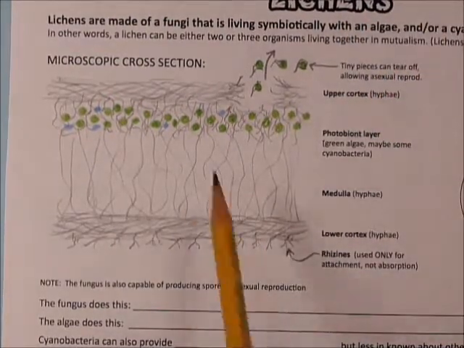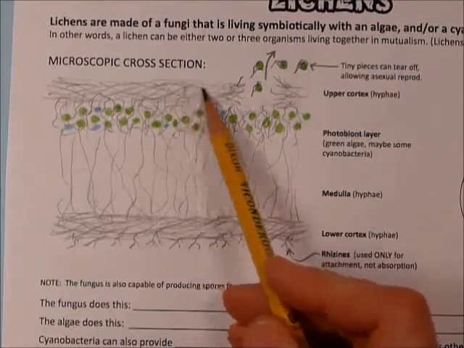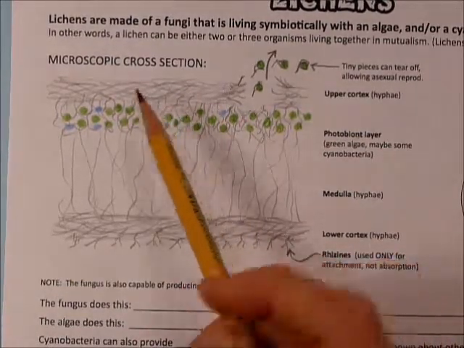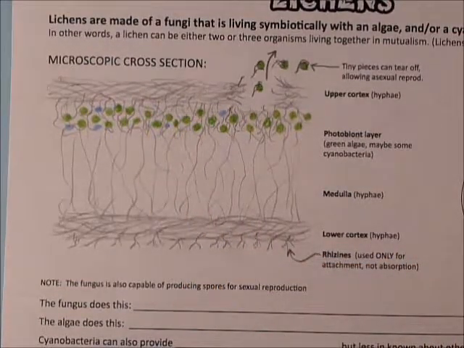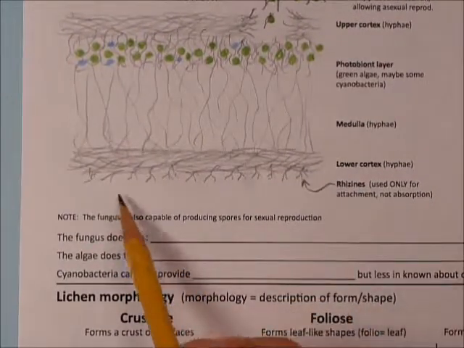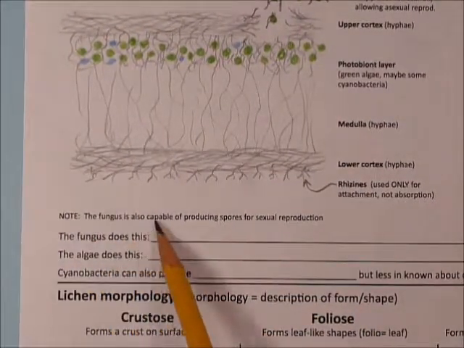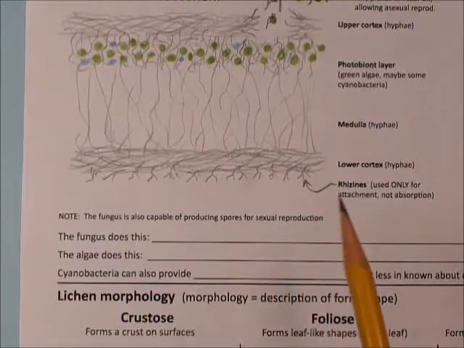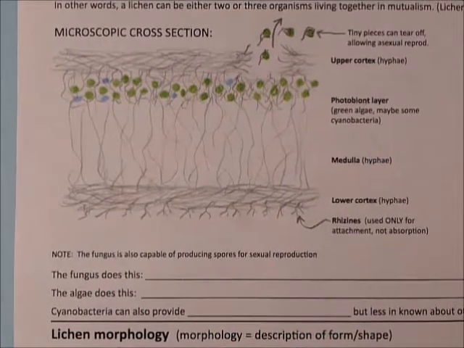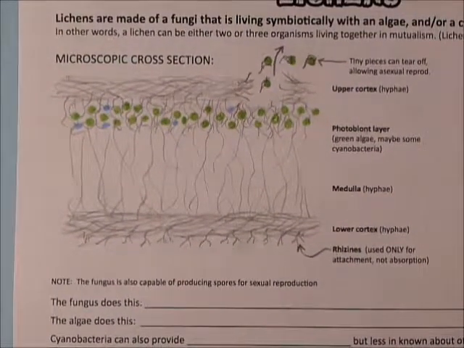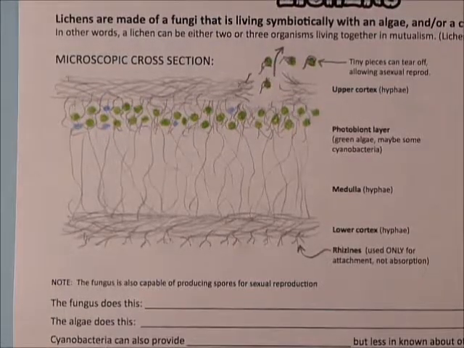Now, we're not going to draw a reproductive structure here, but some of them could. There's a lot of variety, so we're just not going to go there. We're just going to suffice to say right here, there's a note. Note, the fungus is also capable of producing spores for sexual reproduction. And if you really want to get into more detail about that, you can go research that and find out. That's getting pretty deep into lichenology.